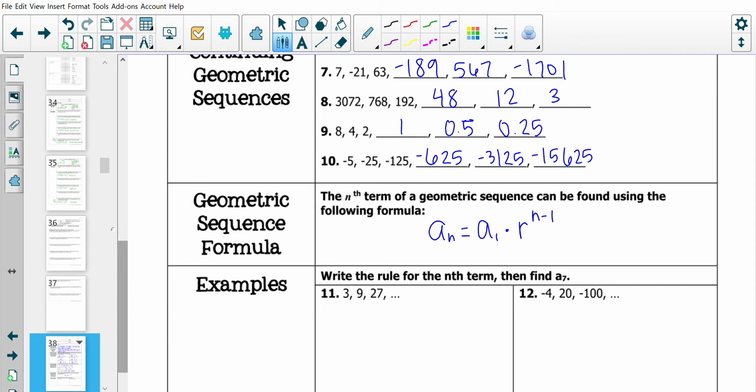So a1 is your first term in the sequence. Okay, a1 is your first term. R is your ratio.